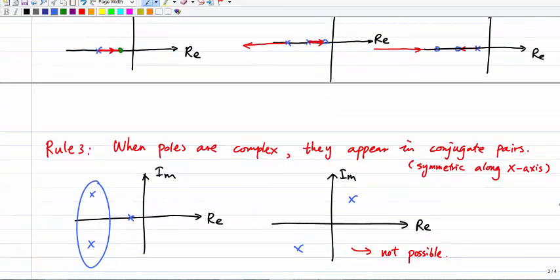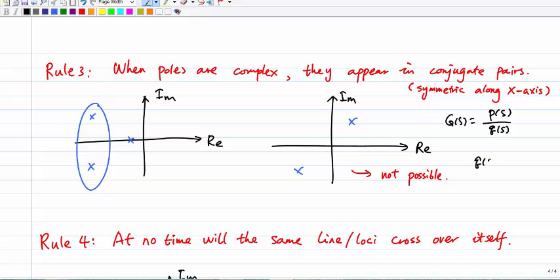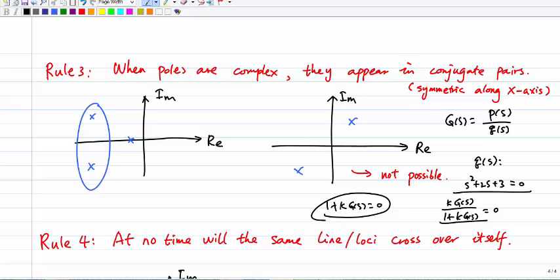Rule number 3 says when the poles are complex, they appear in conjugate pairs. This is pretty straightforward because if I say G(s) is given by P(s) divided by Q(s), they are polynomials with real coefficients. If you have complex conjugate poles, they must appear in a conjugate pair. If you do a closed loop, this is 1 plus kG(s), and you set 1 plus kG(s) equal to 0 and compute the poles. Because it has all real coefficients, the poles must appear in pairs for all k, which means it must be somehow like this.